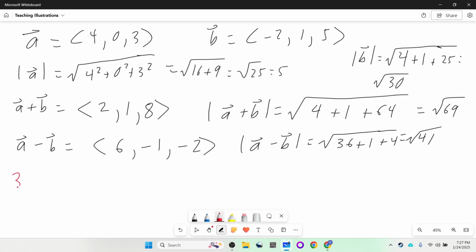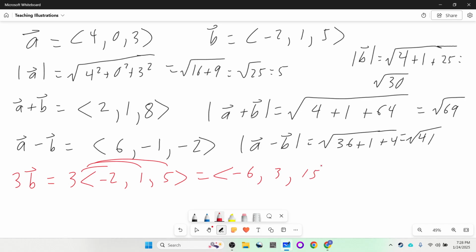Now, what is 3B? So how do we do scalar multiplication? Well, we want the direction to be the same, but we want it to be 3 times longer. Direction being the same means the relationship between the components has to be the same, like the ratios. If you divide z by x, you get -5/2. That should still be true when we make it 3 times longer. So what you do is you multiply each of the components by the scalar. So you distribute this in. We'll get -6, 3, 15.